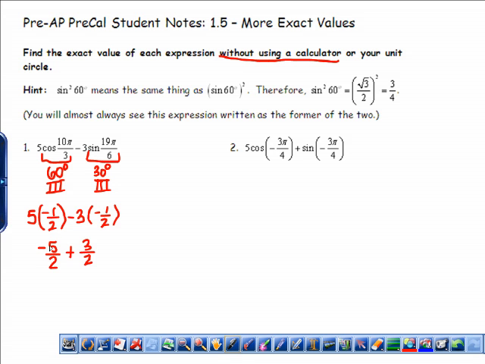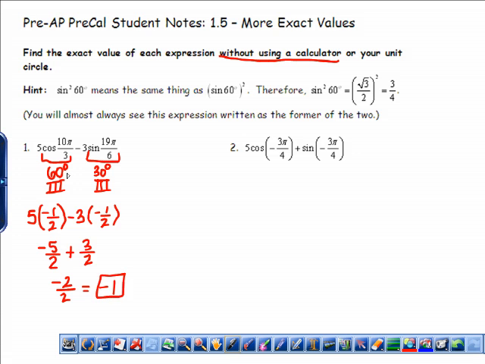And so we kind of lucked out here. We already have the common denominator. That will happen a lot, just naturally, as you go through these problems. And so negative 5 plus 3 is negative 2, and negative 2/2 is negative 1. That is my final answer.